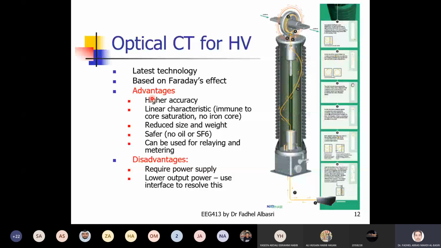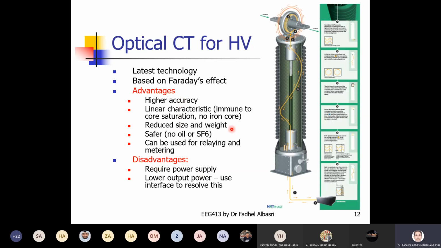However, this type of CT has high accuracy, it has linear characteristics, okay? So it's immune to core saturation. There will be no iron core, and reduced size and weight of the CTs as compared to the oil or SF6 type. SF6 is a type of gas. There will be no oil, so it is safer from leaks if they happen. It can be used for relaying and metering. So you can use this current to provide current to a meter, or you can use it to bias a relay.